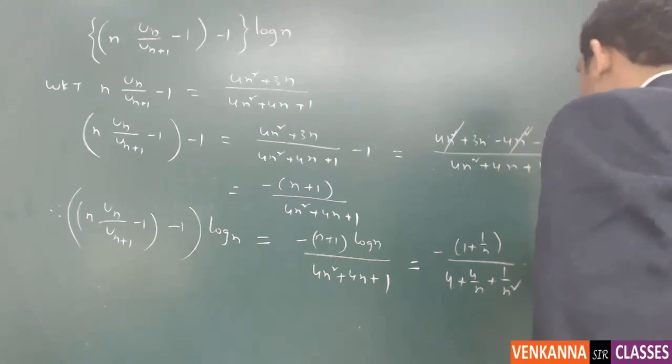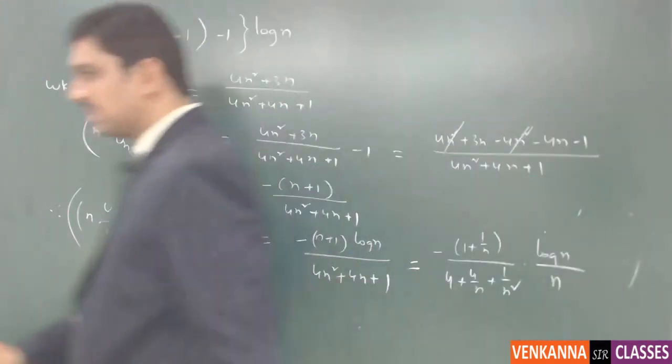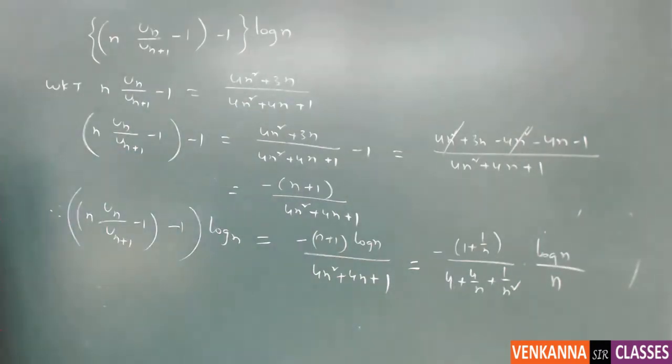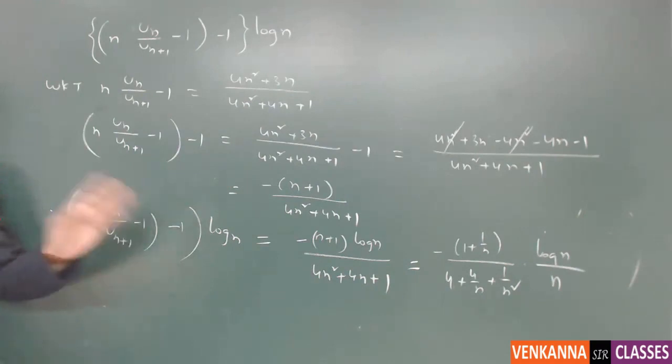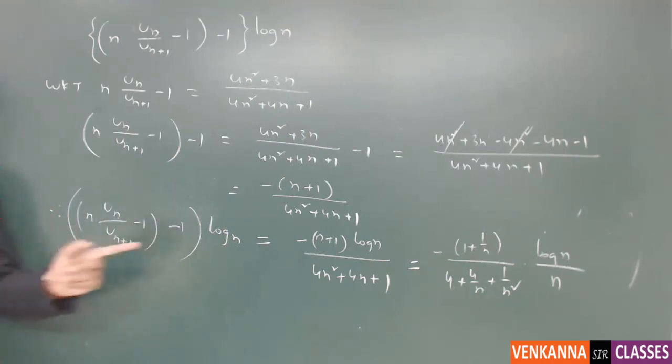into log n by n. Please check. I have taken n square in the denominator as common. Numerator I have taken n as common. So in n square the square gets cancelled. N will remain in the denominator. So that is the part left with that. So please give your confirmation.